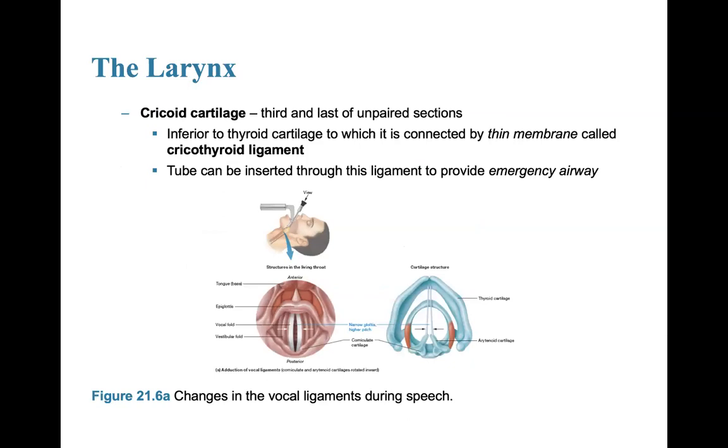The cricoid cartilage, this is the third and last unpaired segment. It's inferior to the thyroid cartilage, to which it is connected by a thin membrane called the cricothyroid ligament. Tubes can be inserted through this ligament to provide an emergency airway. So when they do a tracheotomy, they're actually going through that ligament, the cricothyroid ligament, in order to place the tube in.